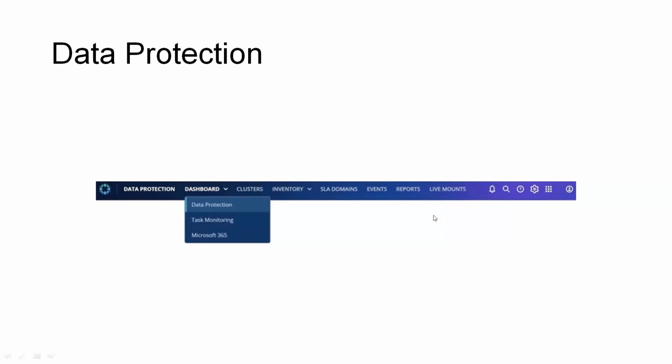Then reports: we have predefined reports, and we can configure multiple reports. Then live mounts. Under live mounts we can see if there are any live mount activities, like SQL DB restores or VM, virtual machine, restores. Those are the information we can see under live mount.